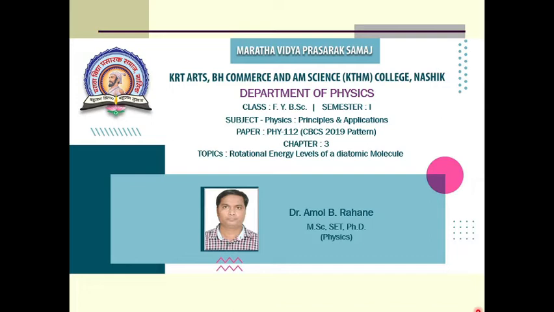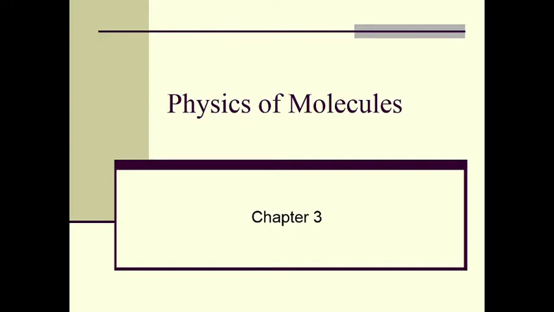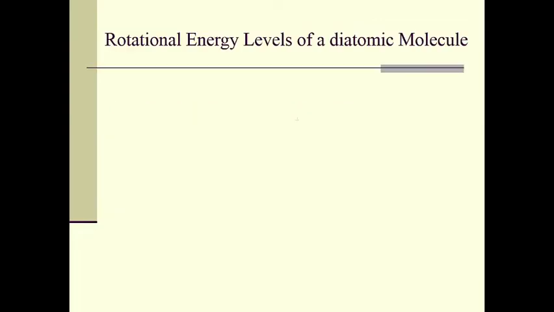In the previous lectures, we have studied the different types of bonds in the molecule. We have also studied the ionic bond, covalent bond, van der Waals bond, hydrogen bond and metallic bonds. In today's lecture, we will study the rotational energy levels of a diatomic molecule. So, we are studying the third chapter, physics of molecules. So, let us study the rotational energy levels of a diatomic molecule.